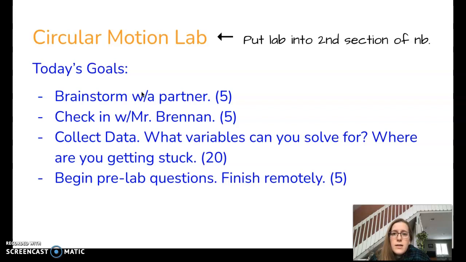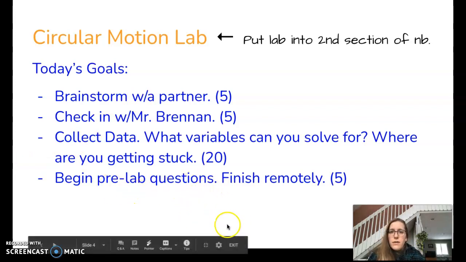This is your only day that you will collect data. And don't worry if you get stuck. If you can solve for some of the variables, go for it. If you're getting stuck, bring those questions to class on Monday and Tuesday. And again, if you get to the pre-lab questions, great. If not, you can finish remotely.